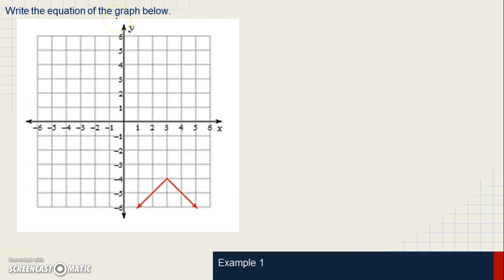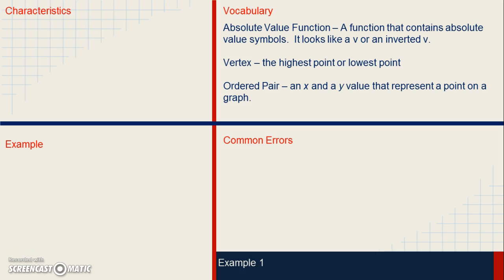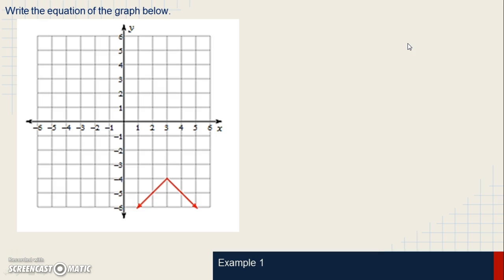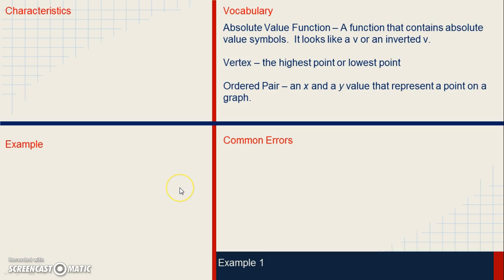So we've got this graph, we want to write the equation, but it doesn't look like anything we've seen yet. So we need to come up with a good strategy of how we're going to write this equation. First, we need some vocabulary. An absolute value function is a function that contains absolute value symbols. It looks like a V or an inverted V. You can see our example looks like an inverted V. It's kind of upside down. Rather than being a V, it's an inverted V, and that looks like our example.